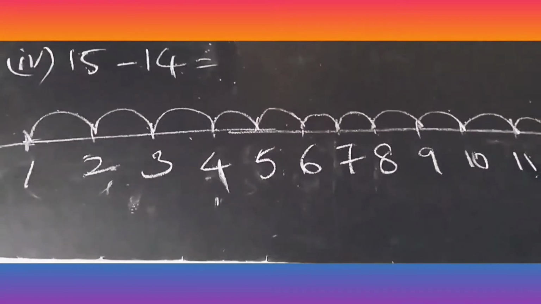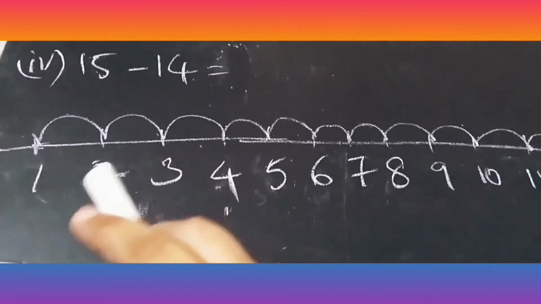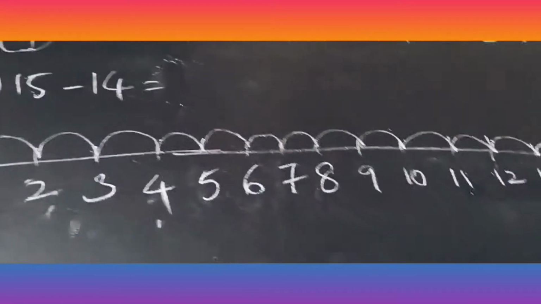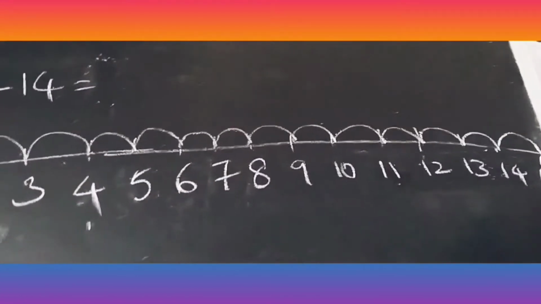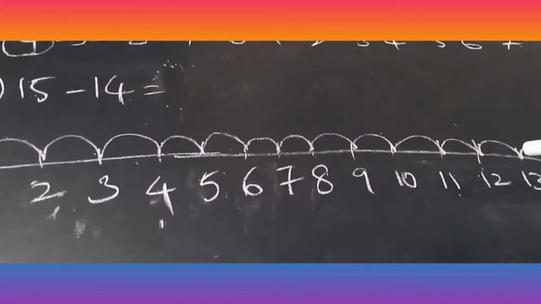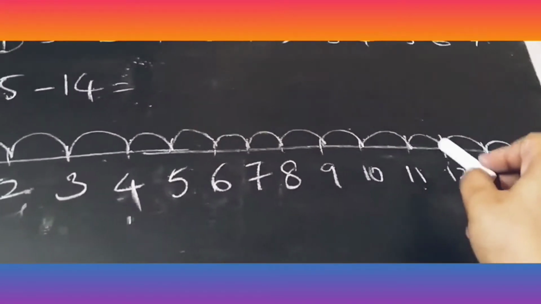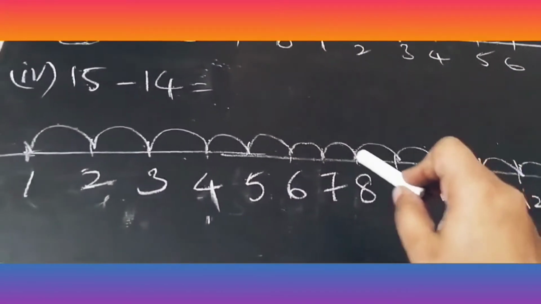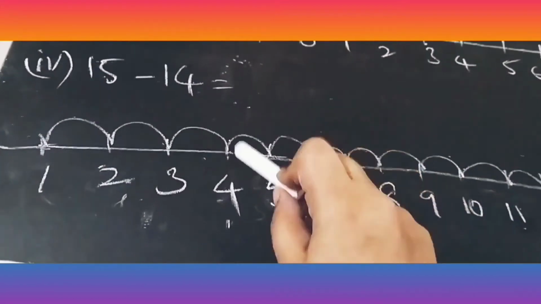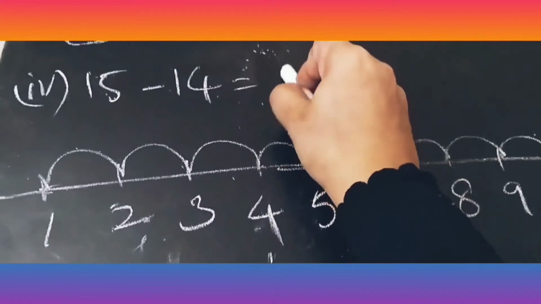Fourth one is 15 minus 14. Here again you have to draw a number line, till 15 I am drawing. Now we have to move the curve 14 times on the left side, because minus is there. 1, 2, 3, 4, 5, 6, 7, 8, 9, 10, 11, 12, 13, 14. So the answer is plus 1.